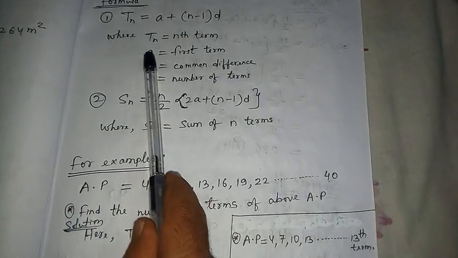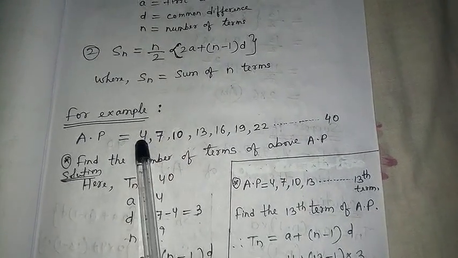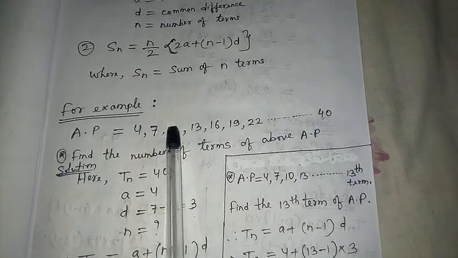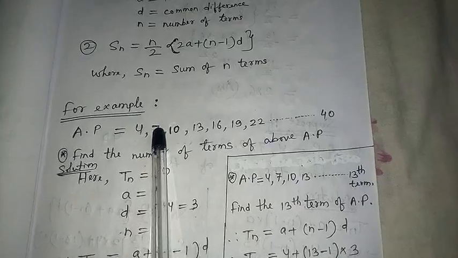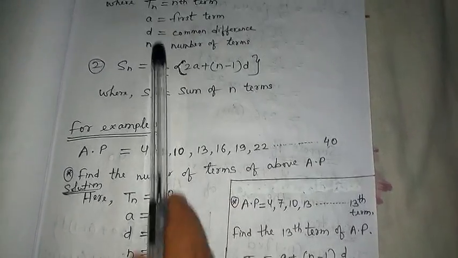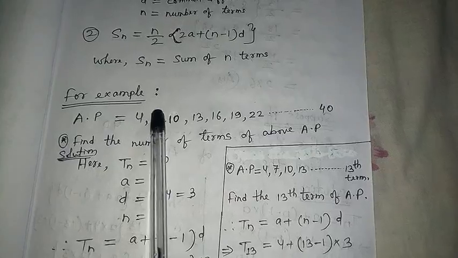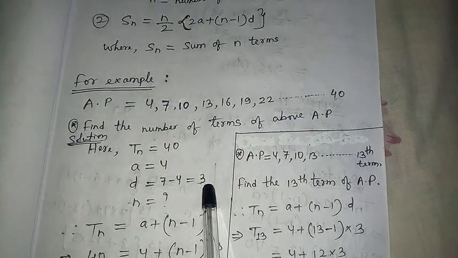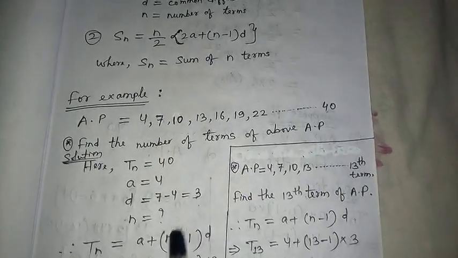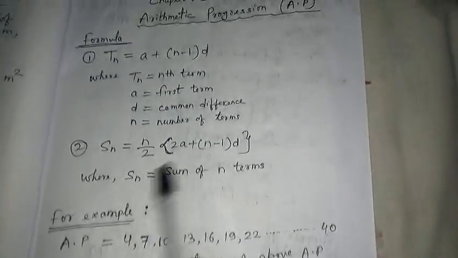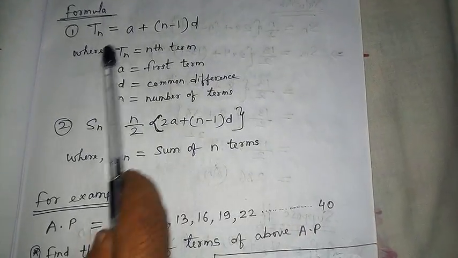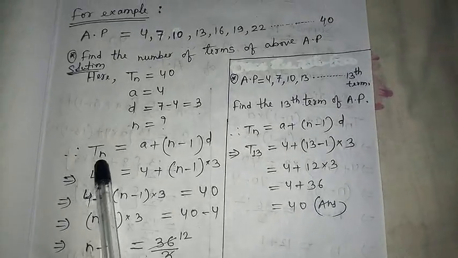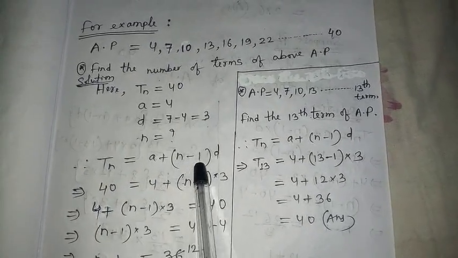Next, a is first term, so here first term is 4 because the first number is called a. d means second minus first, or you can even say third minus second, but I will do second minus first, that is common difference. Actually d means common difference, so difference means second minus first, not first minus second, that is 7 minus 4 equal to 3. And n is number of terms, so n is question mark. So I think you could understand the names of the things as per what I have said here. Now I will apply the formula Tn equal to a plus n minus 1 d.